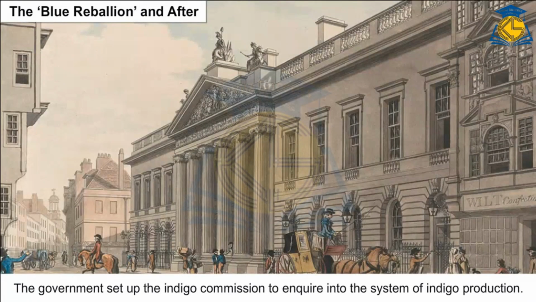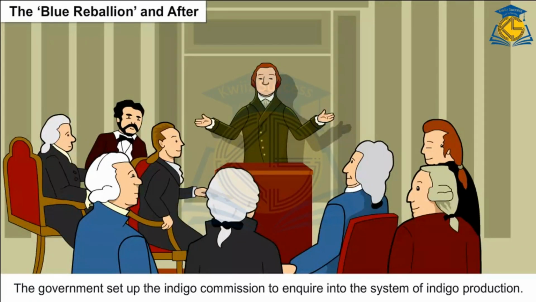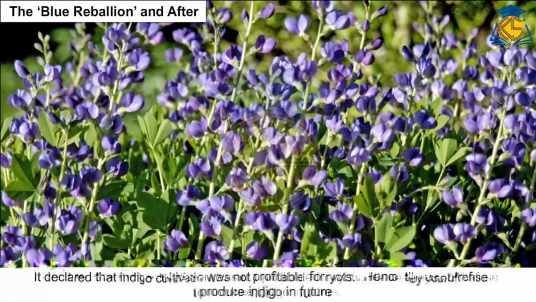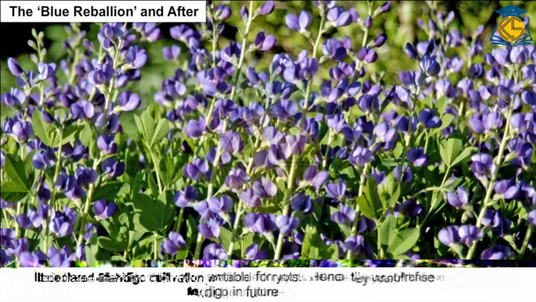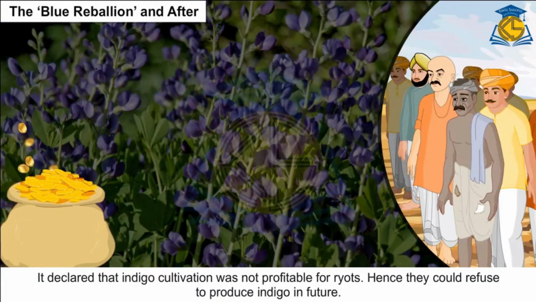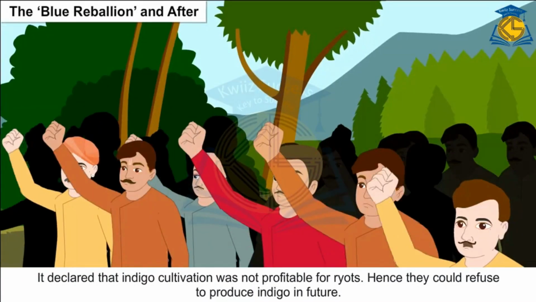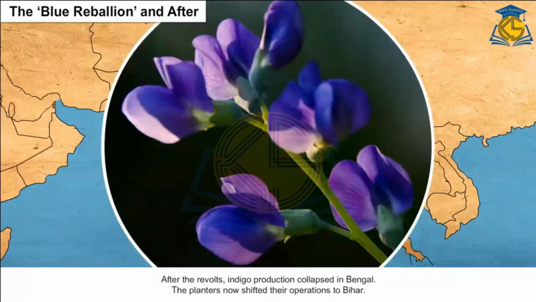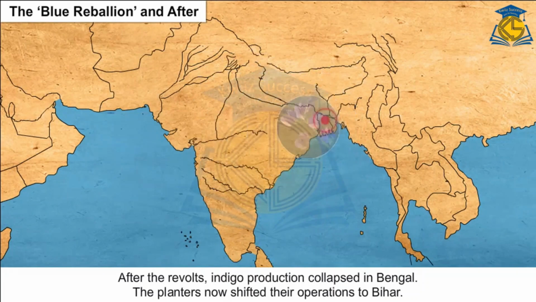The government set up the Indigo Commission to inquire into the system of indigo production. It declared that indigo cultivation was not profitable for ryots. Hence, they could refuse to produce indigo in future. After the revolts, indigo production collapsed in Bengal. The planters now shifted their operations to Bihar.